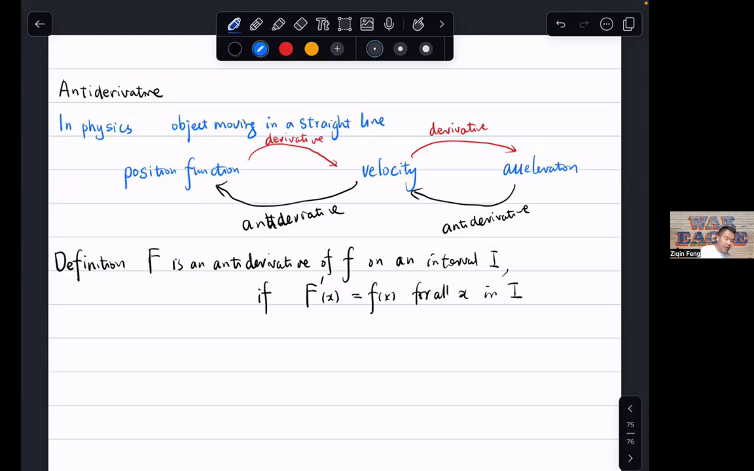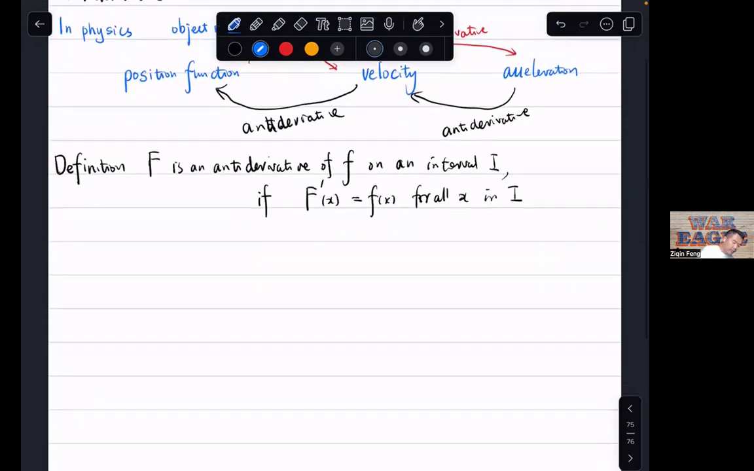Let's see a quick example here. Example. We want to know what is the antiderivative of f of x equal to 3x squared. So basically the question is asking for the function whose derivative is 3x squared. That's a power function, so for sure we want to use the power rule.